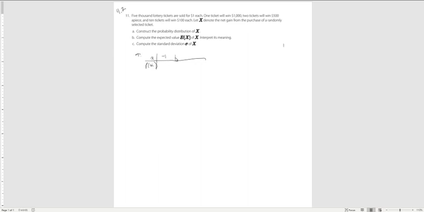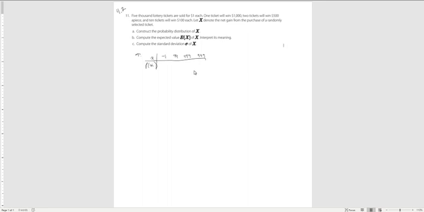Then we have the probability of winning 100. If you win $100 but you spent one, then your outcome for X is 99. Then we have the 500 but you spent one, so you could get 499. Or you could win 1,000 but you spent one, so that's 999. So those are the four options that you have, right?